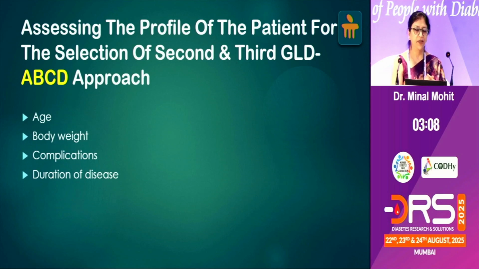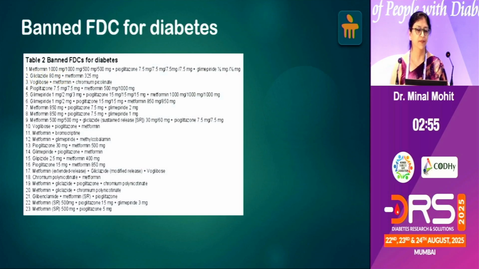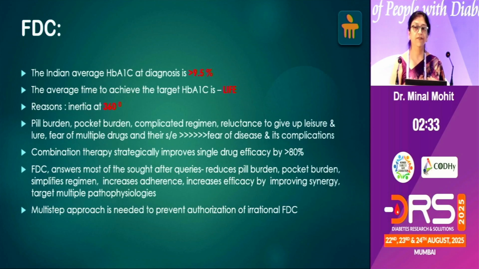Again a repetition, what is the guiding force to decide which will be your second and third glucose lowering drug? The ABCD approach: age, body weight, complications and duration of diabetes. Banned drugs, as my chairperson just mentioned, there is a bundle of banned drugs. So these drugs are in the market still, but in different combinations. There are particular strengths which are banned, like gliclazide metformin is still in the market, but with the rationalized drug strength. So FDC, what is FDC?